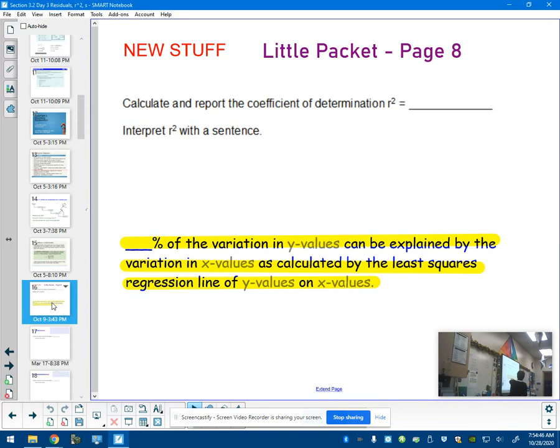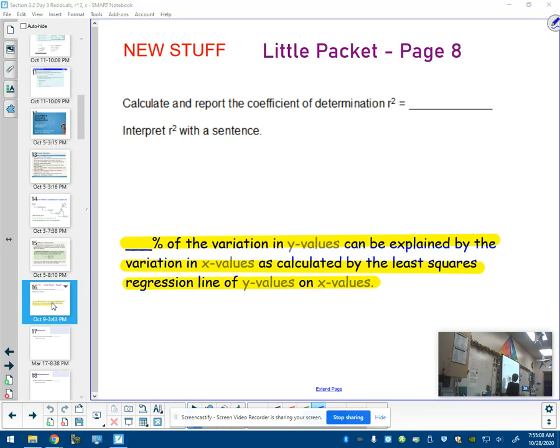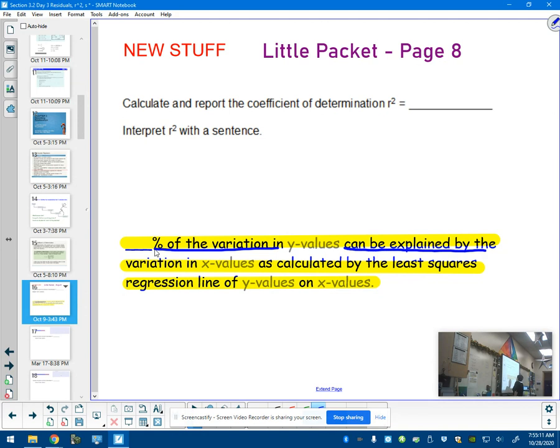Okay, so the sentence we have to memorize is down below here. Blank percent of the way the Y's go up and down can be explained by the variation or the ways the X's go back and forth, as calculated by the least squares regression line of y values on x values. So we're going to put context in for the words x values and for the words y values. But everything I underline stays as it is. So these we're going to put in with the context.